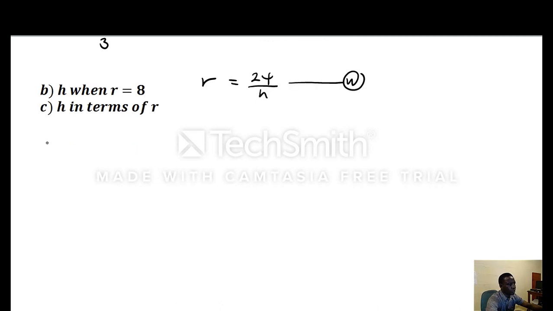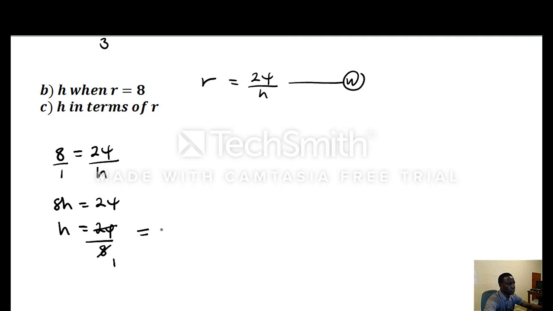B requires us to find H when R is equal to 8. Substituting the value of R into equation 2 gives us 8 is equal to 24 divided by H. Making H the subject of the formula by cross multiplying, we'll have 8H is equal to 24. And when you divide both sides by 8, that leaves us with H is equal to 24 divided by 8, of which 8 into itself is 1, 8 into 24 is 3. That is, our value of H is said to be 3 when R is equal to 8.